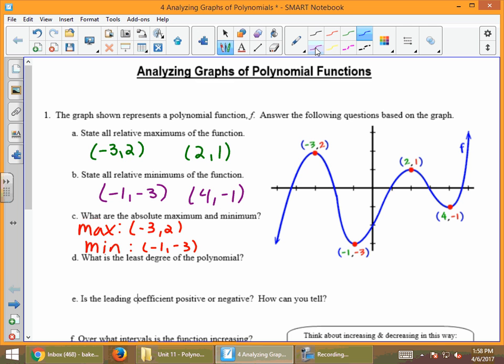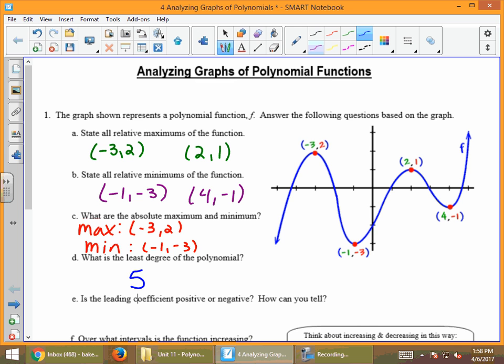What's the degree? 5. And the reason why it says least degree is because technically that could be a 6th degree polynomial or a 7th. It could be bigger because it has a bunch of unique roots. But in this case, just count however many turning points there are, and then add 1. And that would be the least degree of this polynomial.